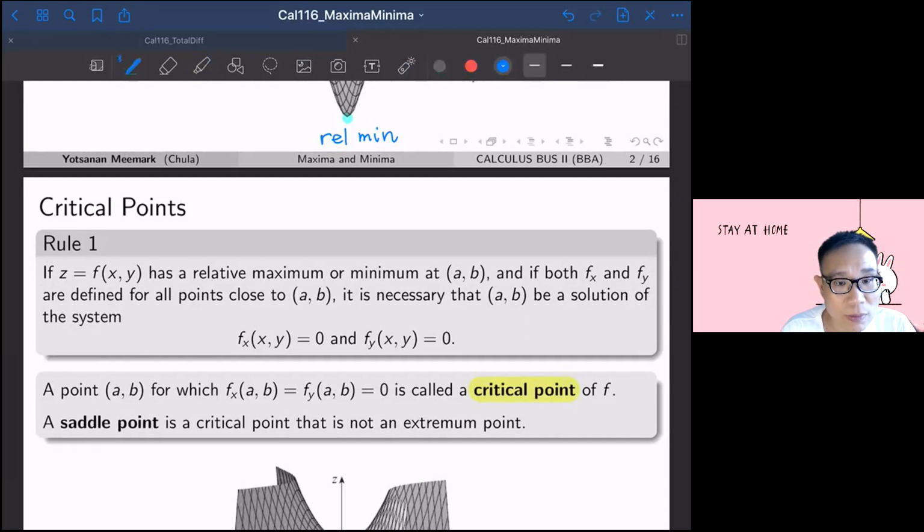This is similar to calculus 1. If you recall, the critical number in calculus 1 turned out to be the number where f'(c) equals 0.